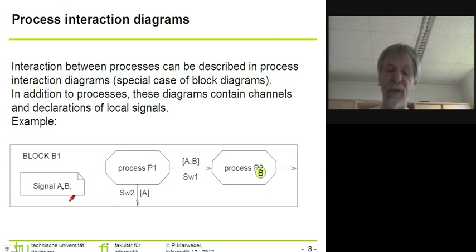The signals that we are using can be declared locally in such a graphical description. This graphical description is called a process interaction diagram, obviously because it describes the interaction between processes. These process interaction diagrams are a special case of so-called block diagrams. Block diagrams are diagrams that describe the communication between different processes or also different blocks.